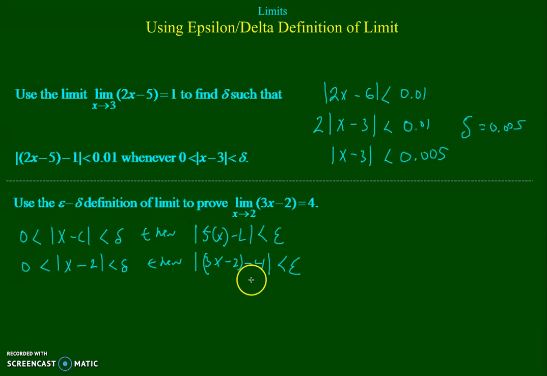And if we work just like we did up here to simplify this, we know that the absolute value of 3x minus 6 is less than epsilon. Pull out a 3. Three times the absolute value of x minus 2 is less than epsilon, and then divide by 3.